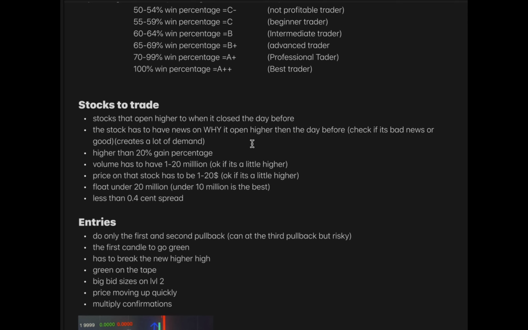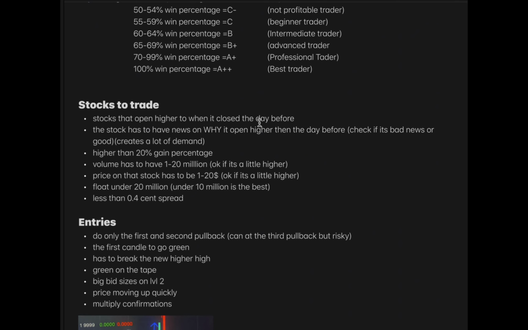Now, when looking for stocks, you don't want to just trade any stock with this strategy. I see that this strategy works better on these kinds of stocks, on 3, 4, 5, 6 criteria for you to trade the stock. Oh wait, sorry, 7 criteria. So criteria number 1, the stock opened higher than when it closed the day before. So if the stock closed down at $1 and opened at $3, boom, confirmed. That's good right there.